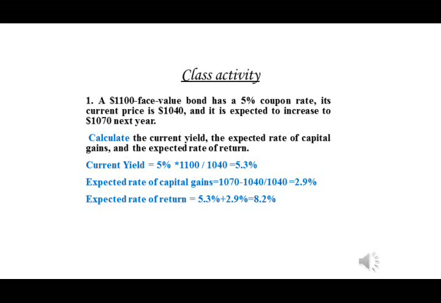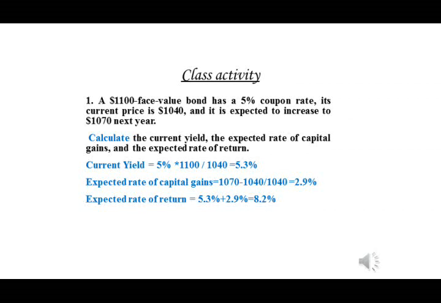If we want to calculate the current yield, the expected rate of capital gains, and the expected rate of return for a face value bond of $1,100 that has a coupon rate of 5%, its current price is $1,040 and expected to increase to $1,070 next year. First of all, to calculate the current yield equals the coupon payment over the price. The coupon payment is the coupon rate, which is 5%, times the face value, which is 1,100. So the current yield will equal 5.3%.